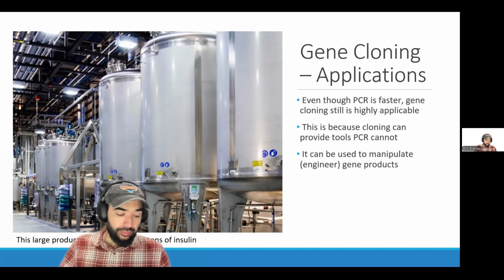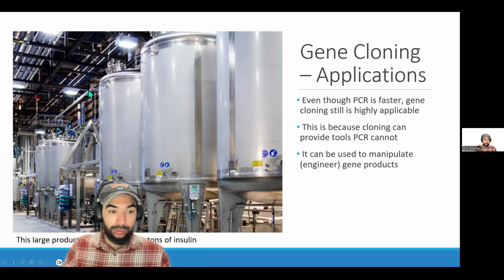What we're looking at in this image here are really large vats in which they're brewing insulin. They have bacterial cultures in here. The bacterial cultures are producing tons and tons of insulin at once. And then the insulin is isolated from these bacterial cultures.